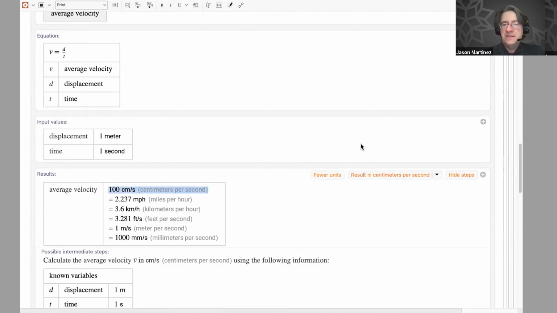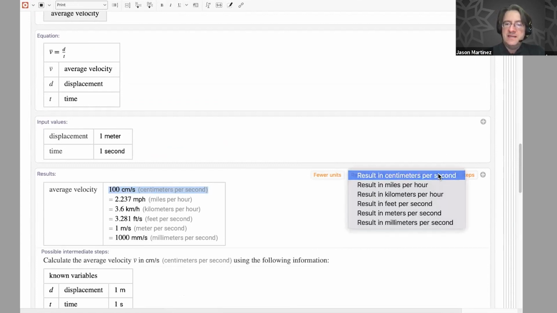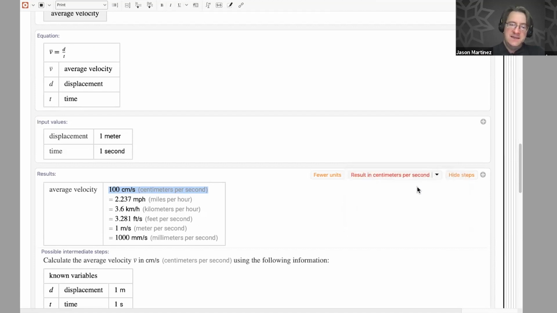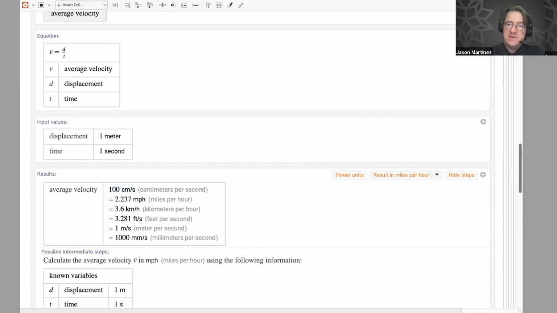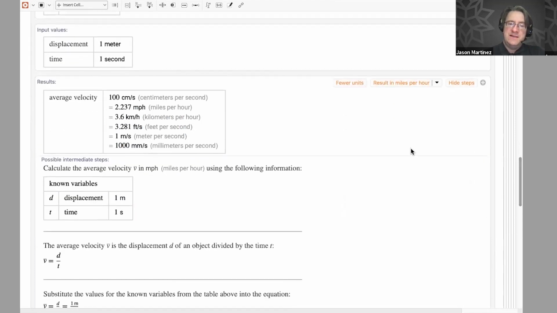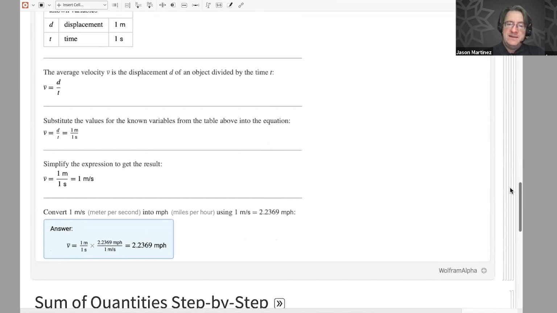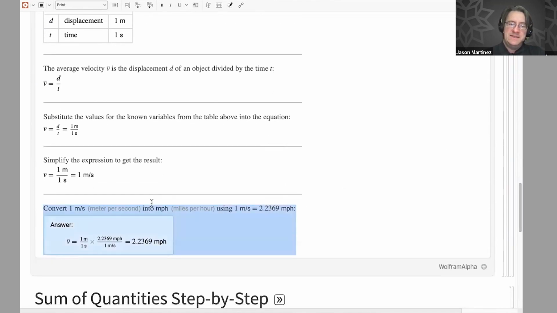But now you'll be able to choose whether you want to solve for it in centimeters per second or feet per second or miles per hour, for instance. And so it'll change this first step here to acknowledge that we are solving for this in miles per hour. And then it'll change the final case where now we will convert the result to miles per hour.